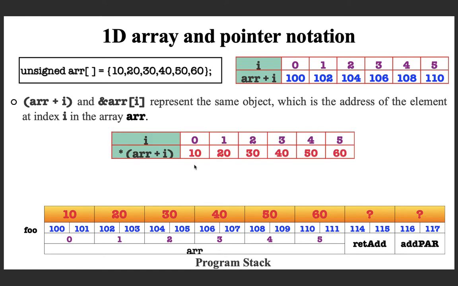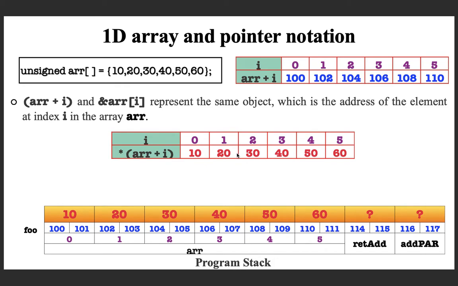Now, if you want to look at the values, ARR plus I is a pointer, and from the previous lecture you know that you can get the value by an indirection operator, that is the value stored at this address. What is ARR plus I? Address 100. What is the value stored at 100? It is 10. What is the value stored at say 106, which is ARR plus 3? The value stored at 106 is 40. So, that is it.